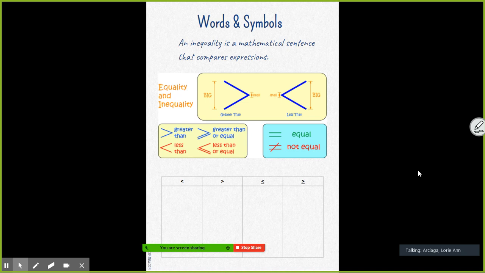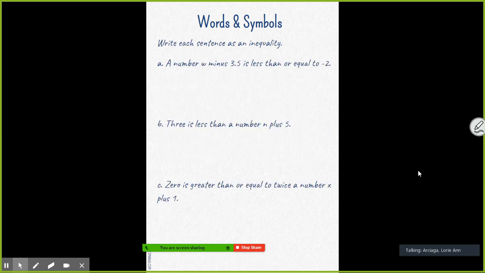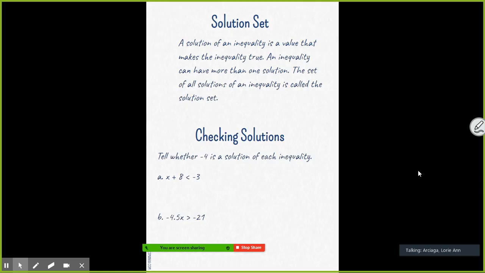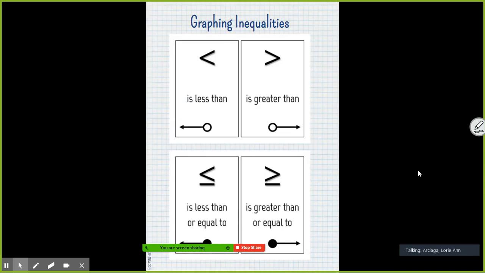Okay, so you will summarize all the symbols you learn, and you will also apply writing inequalities on slide number 3. I think on the third one, you have to represent each sentence as an inequality. Like 3 is less than the number n plus 5. So it's similar to what we did last chapter, but now you're using inequality symbols instead of equations. In decimals, you were also asked to determine whether or not a certain number is a solution. You will also do that on your digital notebook.